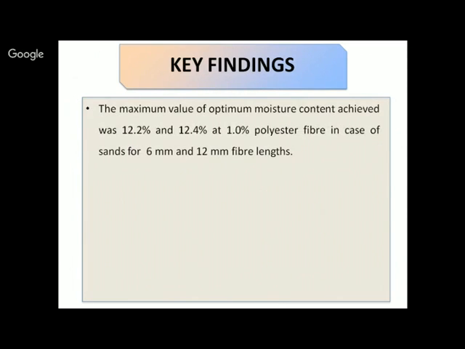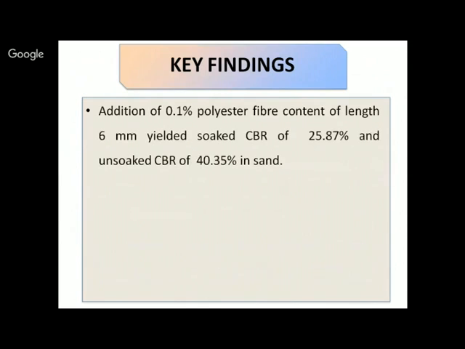Coming to the optimum moisture content, the maximum value was achieved at 12.2% and 12.4% at 1% polyester fiber in the case of sand for 6 mm and 12 mm fiber length. In the case of clay, it was 11.4 and 11.5 at the same dosage.